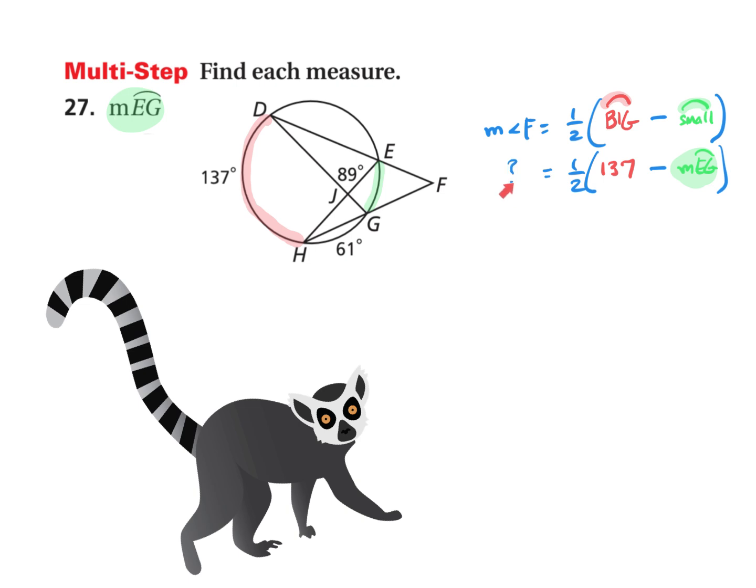But to find what we're looking for, we would need to know what the measure of angle F is. So maybe you could do that. Maybe you did do that. But there's a much easier way to find the measure of arc EG. And it doesn't use the brand new material. It uses things from section 4.